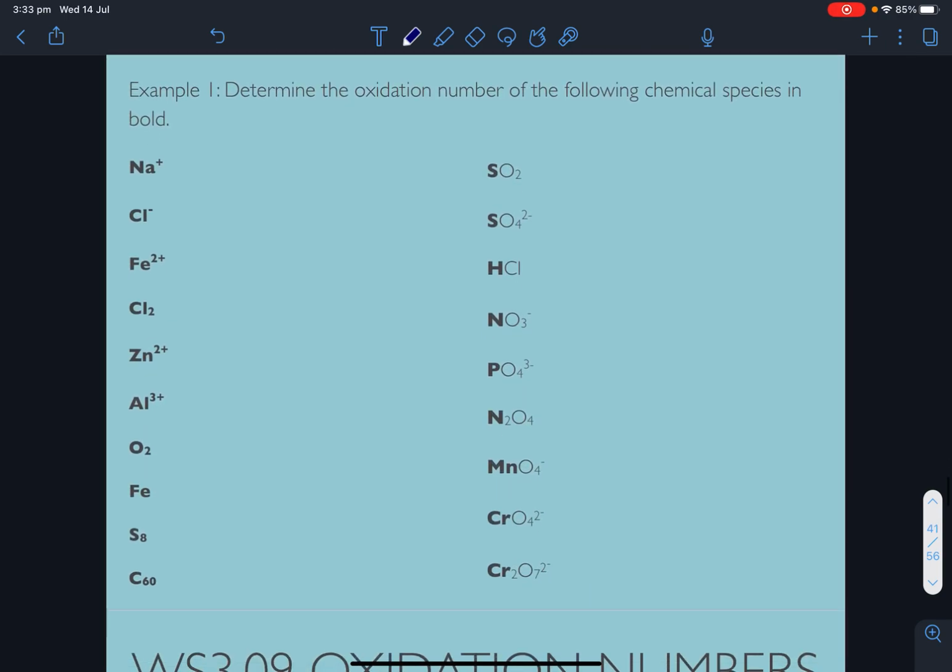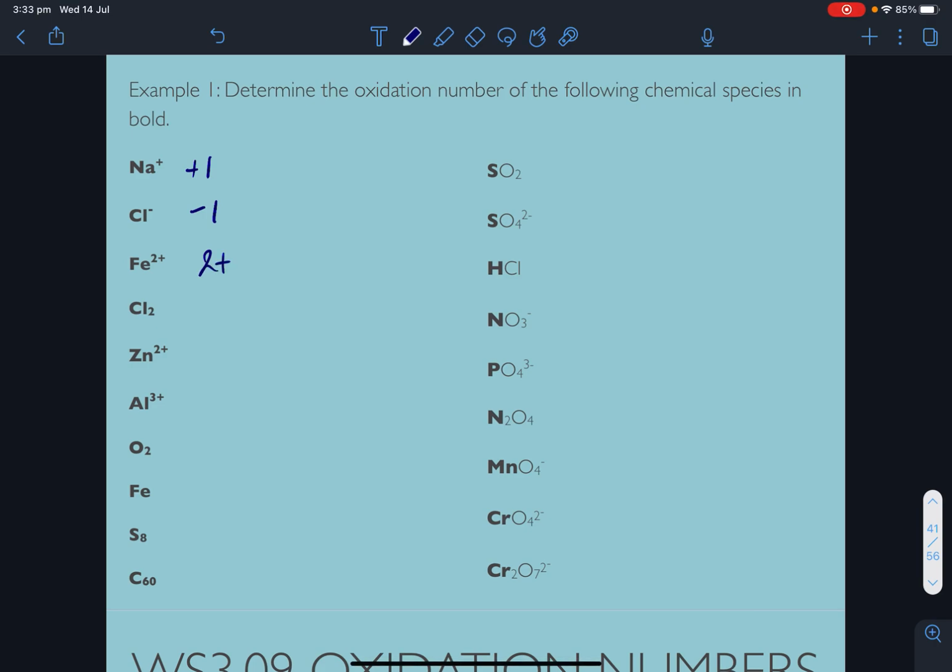Okay, we'll do some examples. Look at all these that we'll quickly zip through. Determine the oxidation number of the following chemical species in bold. Starting nice and easy: Na+, it's a monatomic ion, so it's just the charge, +1. Chloride, monatomic ion, -1. Fe2+, monatomic ion, 2+.